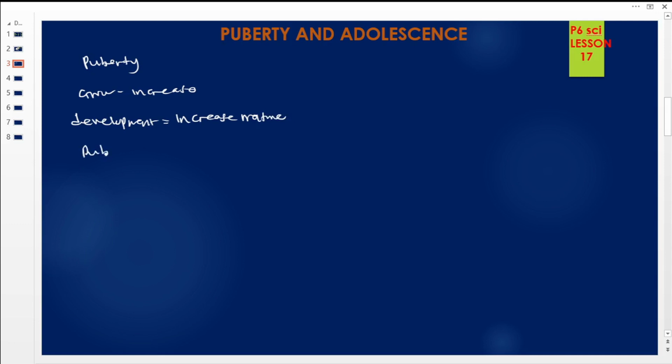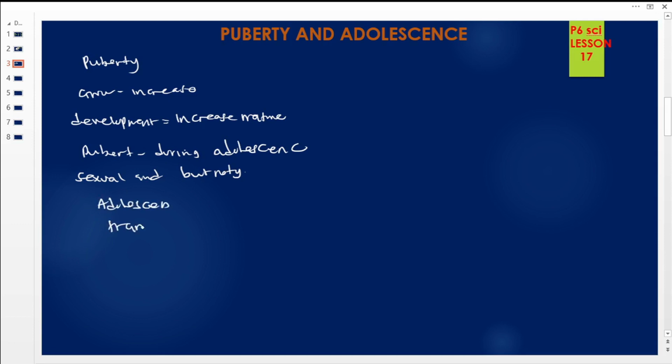Then puberty is the period during adolescence when boys and girls become sexually mature and can have a baby, but not yet, right? Then let us look at adolescence. Adolescence is the transitional change from childhood to adulthood.